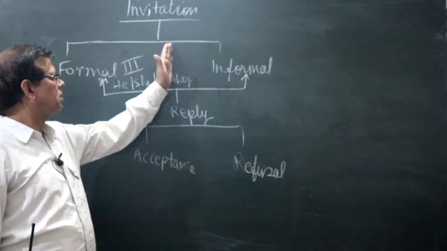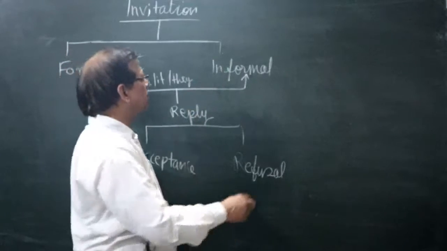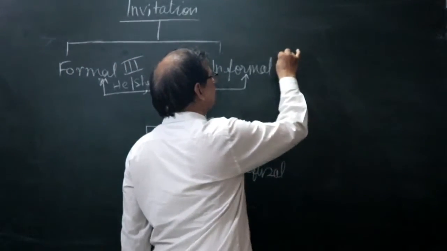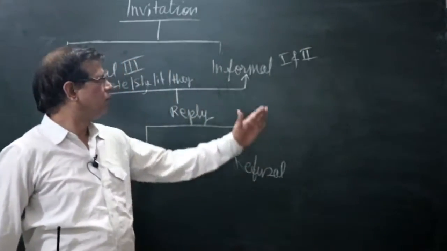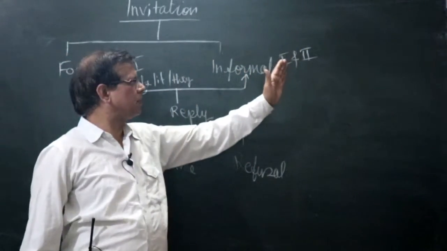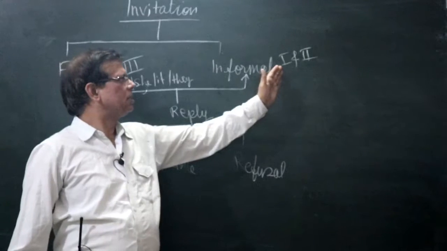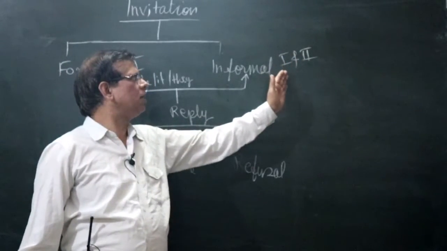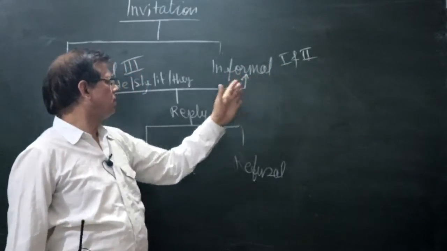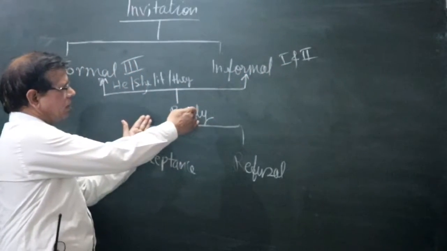Third person language. And informal invitations are written in first person and second person language. First person means I, we. Second person means you, your. I, we, our. They are used, and both have reply.